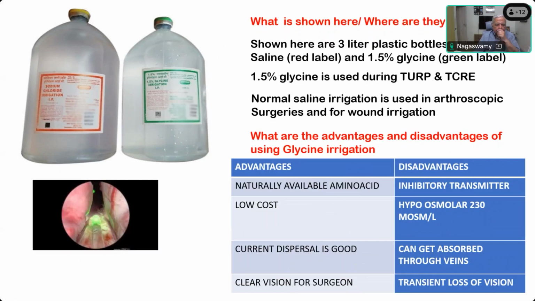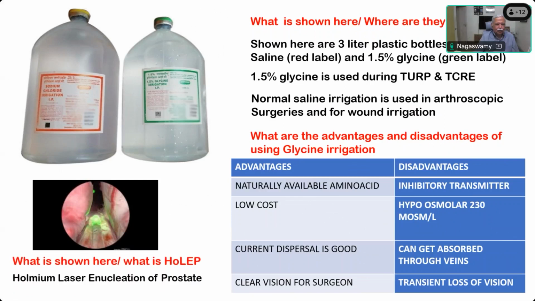What do you see here? Urethroscope. Something flashing, some fluorescent light like thing you are seeing. Yes, sir. Laser. Very good. It is a Holmium laser enucleation of prostate. Okay, so this is how the picture will look like. It's another laser enucleation of prostate.